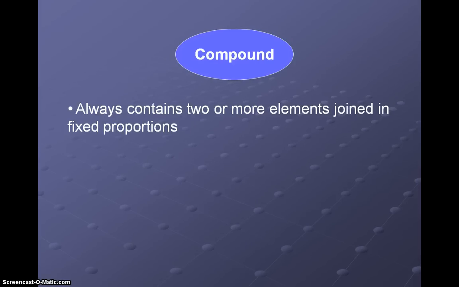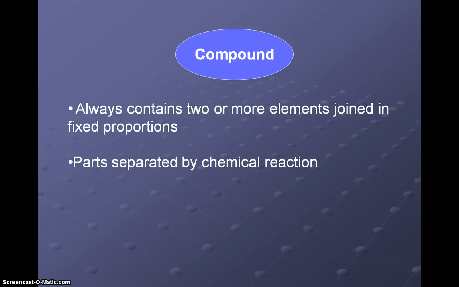Now, a compound is when you have more than one element joined together, but it's specifically joined together in fixed proportions or fixed ratio of elements. And the only way that we can separate the parts of a compound is by undergoing a chemical reaction. So, for example, water is a compound, and the chemical formula for water is H2O.